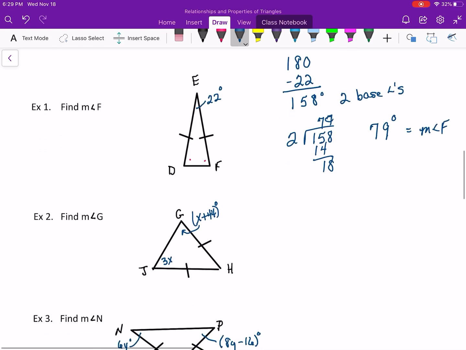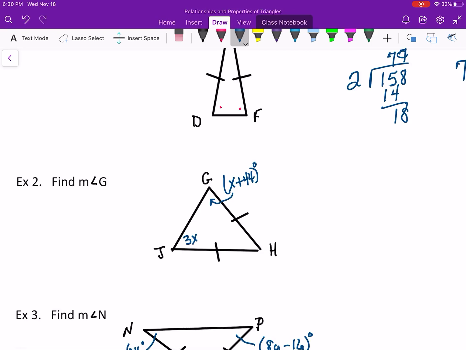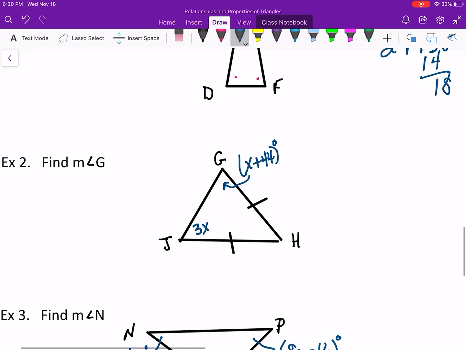All right, let's take a look at the next one. This time we have triangle JGH. And we are asked to find the measure of angle G. All right, first of all, let's identify the parts, okay? Here's a leg. That's GH. And JH is also a leg. So that means the base is the 3rd side. So angle J and angle G are my base angles.